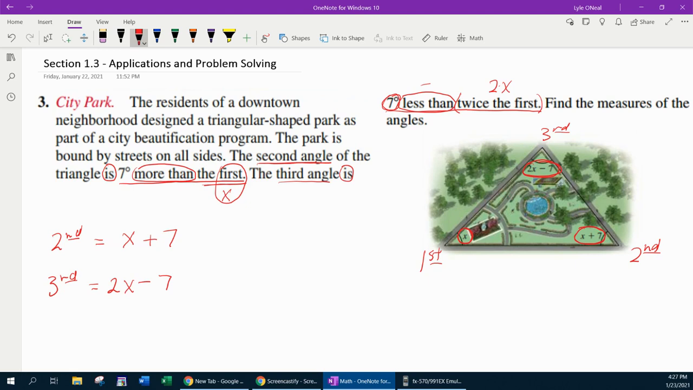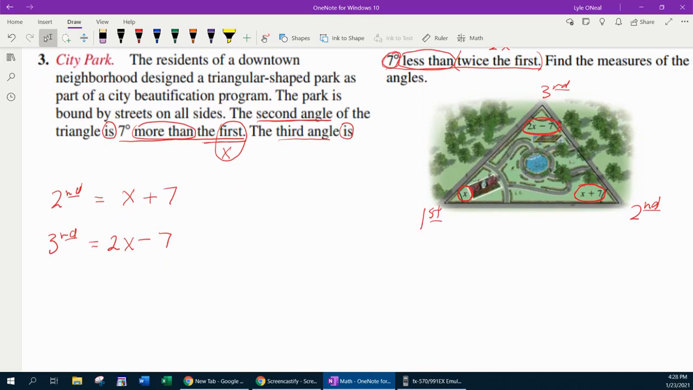But you're going to need to know a characteristic of triangles, okay? Here's what you're going to need to know. All three angles add up to make 180. Okay, that's what you need to know about triangles. If you add all three angles, it always makes 180 degrees, no matter the shape of the triangle. And so now for our equation.